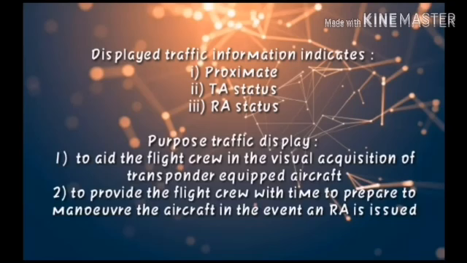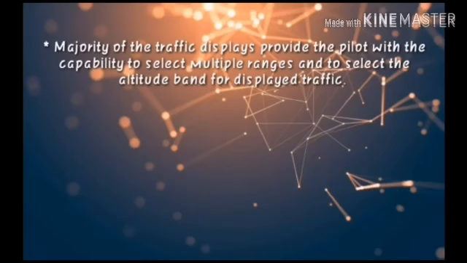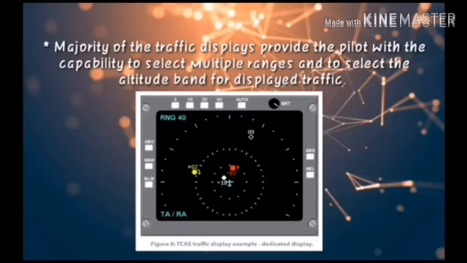It is also to provide the flight crew with time to prepare to maneuver the aircraft in the event an RA is issued. A majority of traffic displays provide the pilot with the capability to select multiple ranges and to select the altitude band for displayed traffic. These capabilities allow the pilot to display traffic at longer range and with greater altitude separation while in cruise flight, while retaining the capability to select lower display range in terminal areas to reduce the amount of display clutter. The figure below is about the traffic display.